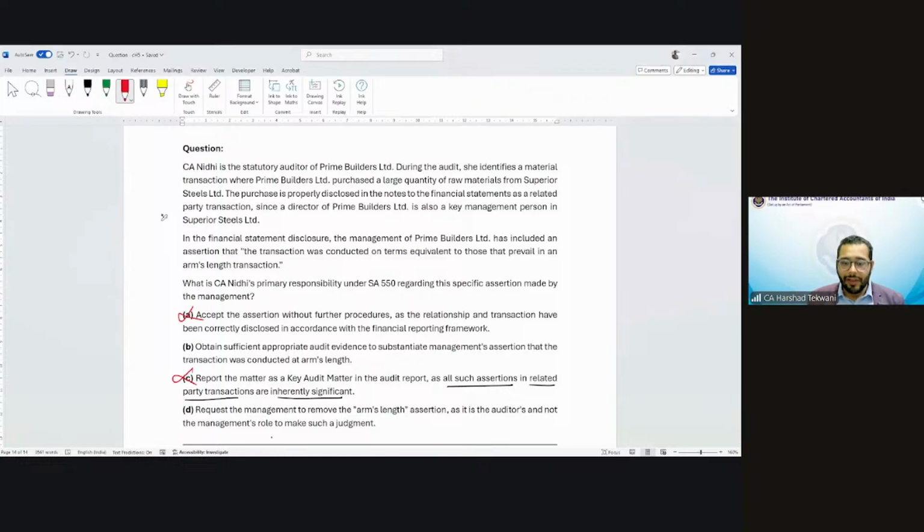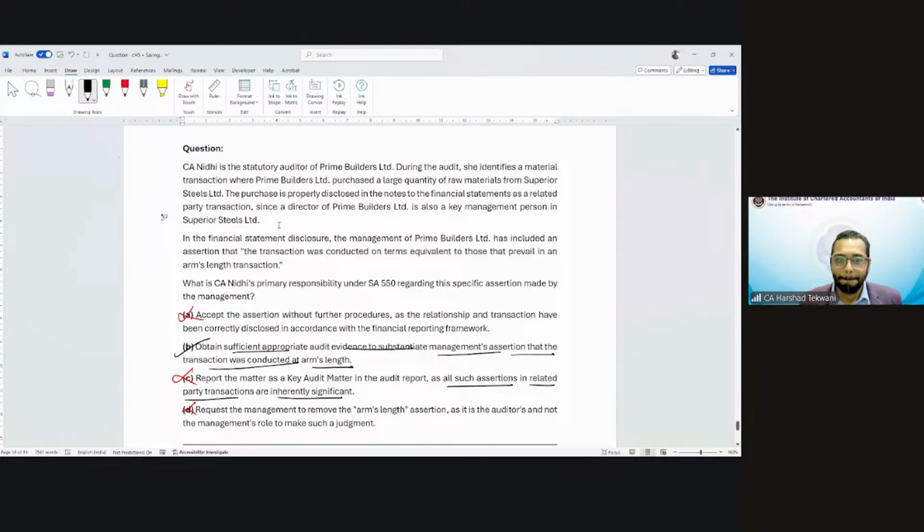Option D: request management to remove the assertion. Again, that is also not correct. Why would we ask to remove the assertion? We need to test it. You need to obtain sufficient and appropriate audit evidence to substantiate management's assertion that the transaction was conducted at arm's length. That is the main part. So your correct answer will be option B. Options A and D are totally irrelevant, and between B and C, B is correct.